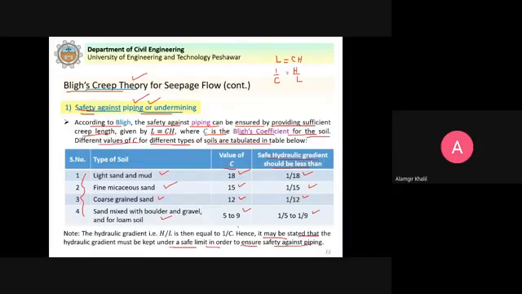And Bligh gave these values for Bligh's creep coefficient. So based on this theory, from 1910 to 1926-27, hydraulic structures on permeable foundations were designed based on Bligh's creep theory.